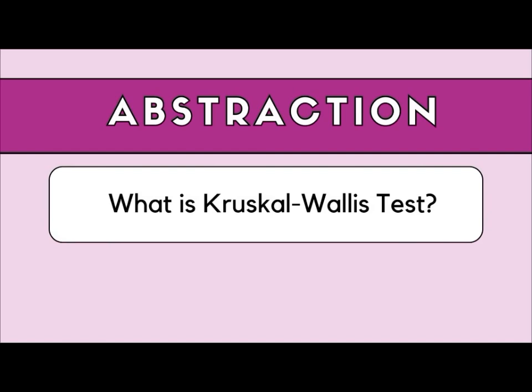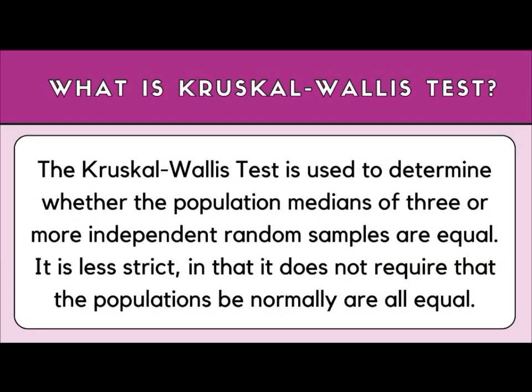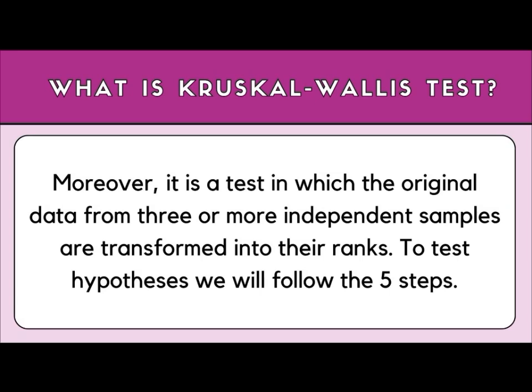First, let us know what the Kruskal-Wallis test is. The Kruskal-Wallis test is used to determine whether the population medians of three or more independent random samples are equal. It is less strict in that it does not require that the populations be normally distributed. Moreover, it is a test in which the original data from three or more independent samples are transformed into their ranks. To test hypothesis, we will follow the 5 steps. So, the Kruskal-Wallis is testing hypothesis for three or more independent samples.